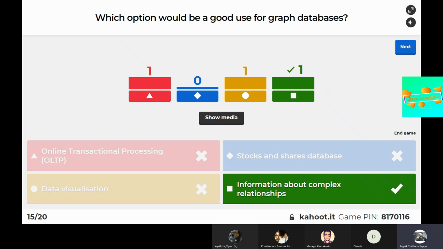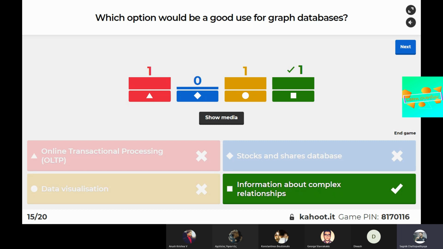Okay, the next option you all selected was data visualization. Whenever we are visualizing data, it comes in the front end. It's not part of the database. We can visualize a graph from structured data also. Graph databases talk about the backend, where the database is structured in a graph-like architecture.